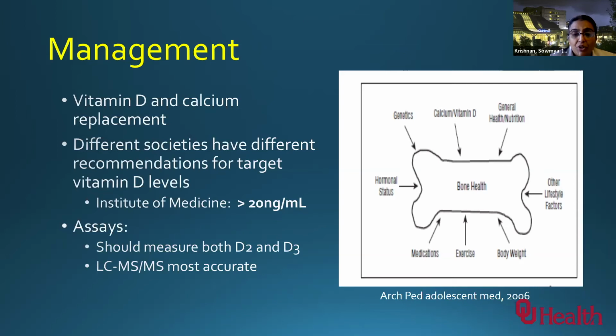Now, assays to measure vitamin D, remember, should include both D2 and D3. We don't necessarily need to know those values. It's just important that the assay measures both, because both of them contribute to the vitamin D value. And liquid chromatography mass spectrometry is the most accurate way to measure vitamin D levels. Other factors that influence bone health include weight-bearing exercise and optimal body weight. Medications can have an adverse effect on bone health, as can other lifestyle factors, general health, nutrition, and hormonal status.